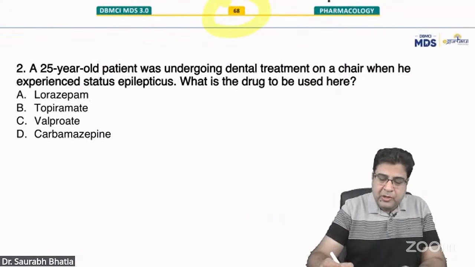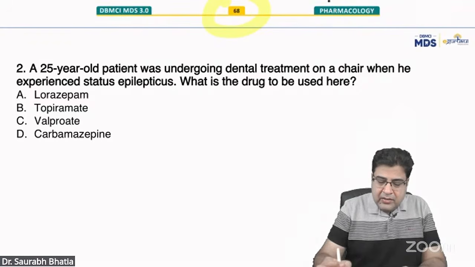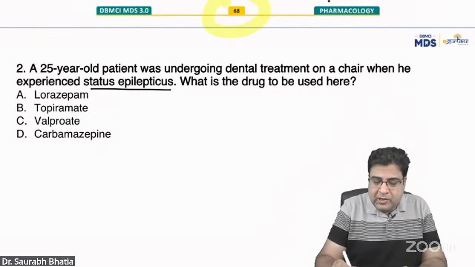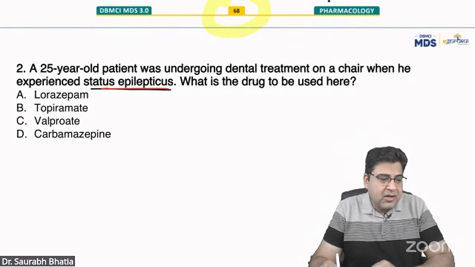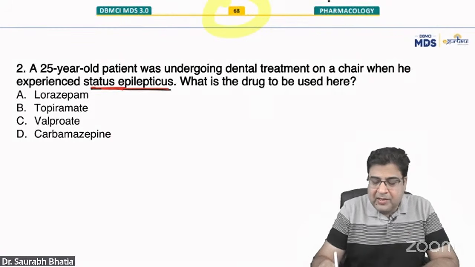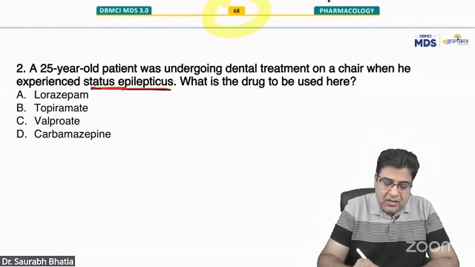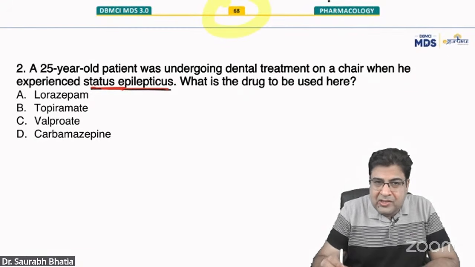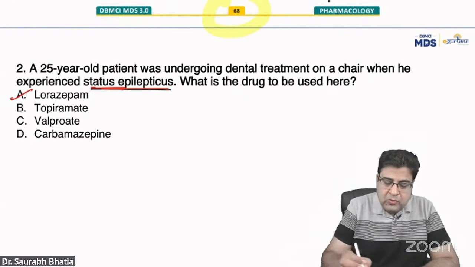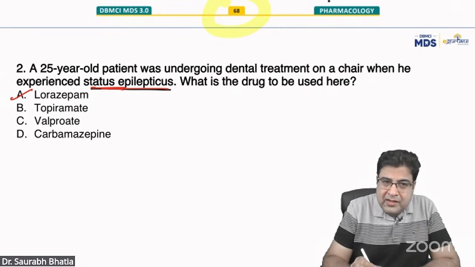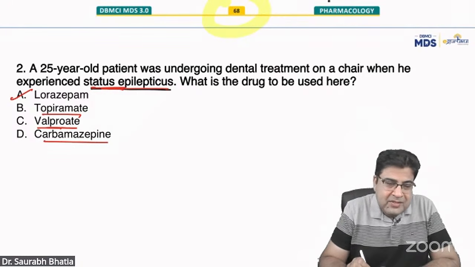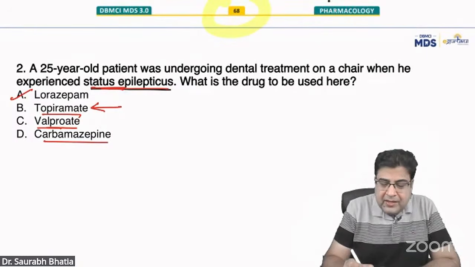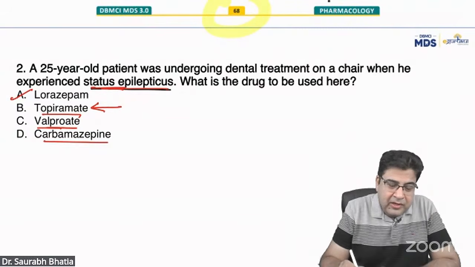Now moving on to question number 2. This was based on status epilepticus. The patient was undergoing some treatment and the patient got status epilepticus. Which drug is used here? The answer is lorazepam. One option was lorazepam, so this was the direct answer. One option was valproate. Now, can you please tell me whether the other options, topiramate or carbamazepine, were there in the MCQ or not? Was topiramate there or not there? Can any one of you confirm?